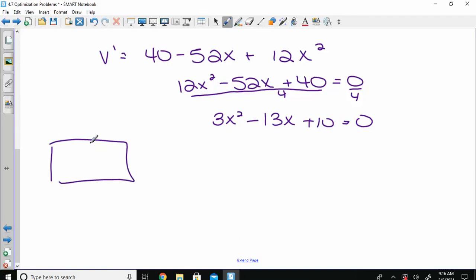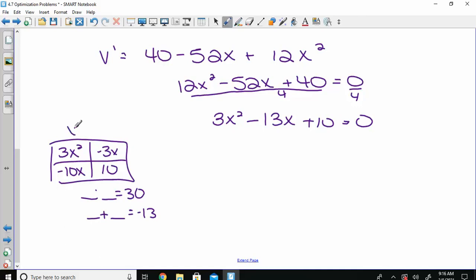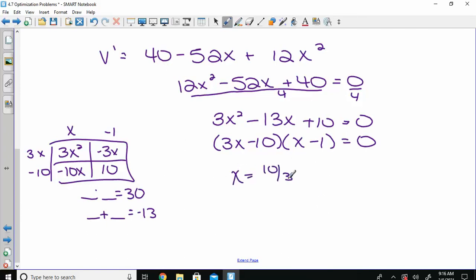Box method. These multiply to 30, add to negative 13. Negative 10 and negative 3. So I get x minus... set each of those to 0, we get 10/3 and 1.